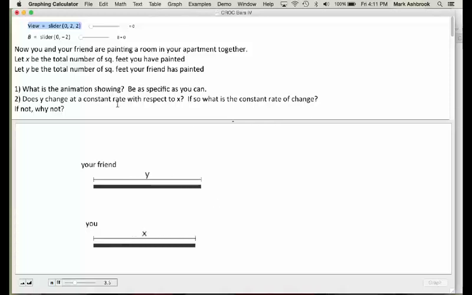So the question is, for the total number of square feet, does Y change at a constant rate with respect to X?